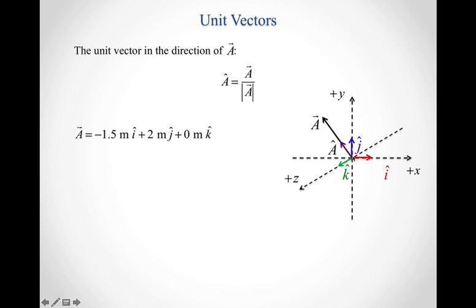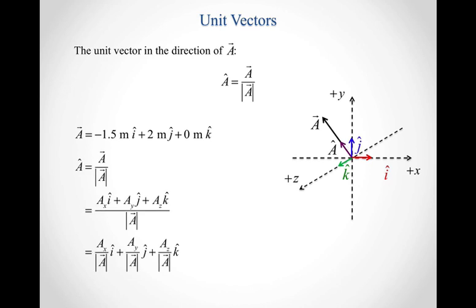So here's my I hat, magnitude 1, points in positive X. J hat, magnitude 1, points in positive Y. K hat, magnitude 1, points in positive Z. A hat is a vector with a magnitude of 1 unit that points in the direction of vector A.